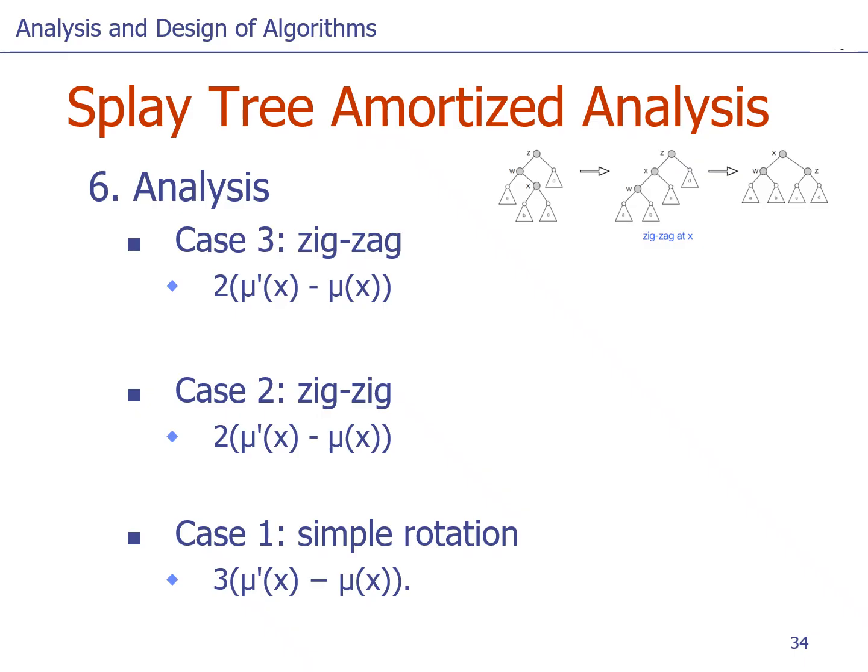Now the third case, which is zigzag, is going to turn out to be the same as zigzag. It's going to be 2 mu dash x minus mu of x. And here is the summary of the 3 cases in terms of the cost that I have calculated to find out whether I have this in the bank or not. And I have here an observation not related to how we computed all of this, but about the nature of these equations we're looking at.